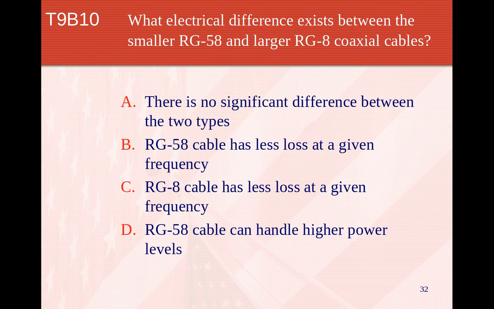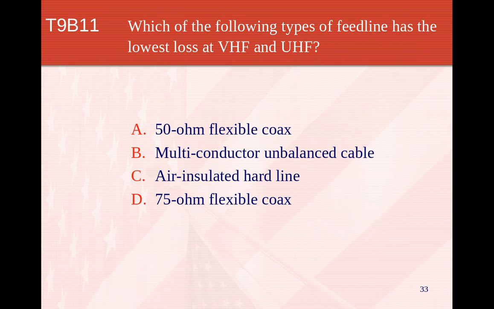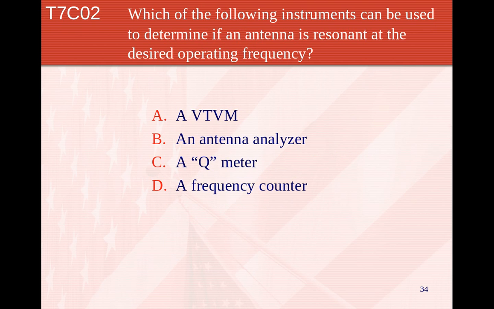What is the electrical difference between the small RG58 and the larger RG8 coax cable? RG8 cable has less loss at a given frequency. Which of the following types of feed line has the lowest loss at VHF and UHF? Air insulated hardline. Which of the following instruments can be used to determine if an antenna is resonant at the desired operating frequency? You can use an antenna analyzer.